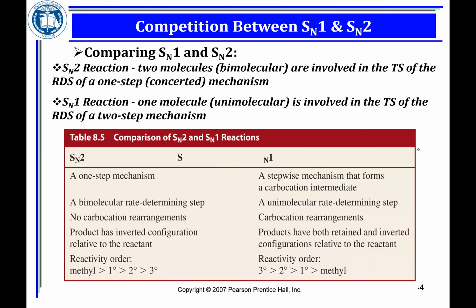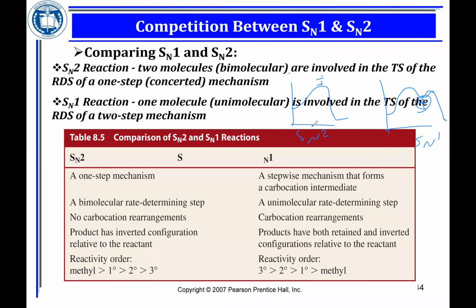So, a summary of the differences between SN1 and SN2 reactions. SN2 is a one-step reaction. We had the diagram before. For SN2, you have a transition state, and for SN1, you have an intermediate, a carbocation intermediate that is forming. SN1 is a two-step reaction. SN2 is a one-step reaction.